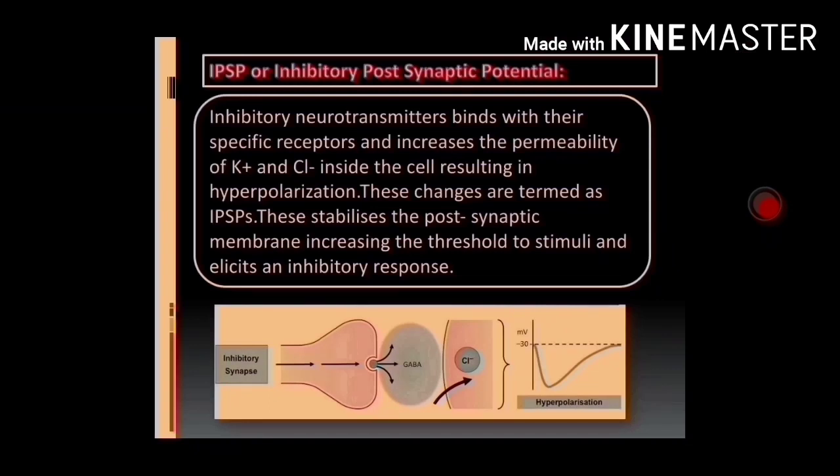And now, what is an IPSP? IPSP stands for inhibitory postsynaptic potential. Whenever an inhibitory neurotransmitter is involved, it binds with the specific receptors and increases the permeability to potassium ions and chloride ions, and this causes hyperpolarization of the cell. This stabilizes the postsynaptic membrane, increasing the threshold to stimuli, and elicits an inhibitory response.